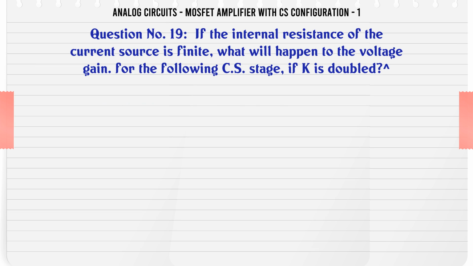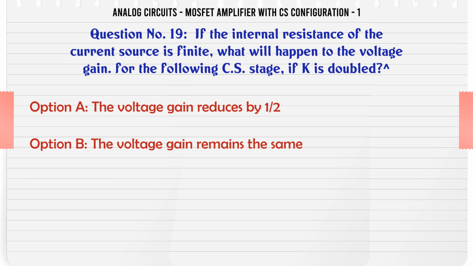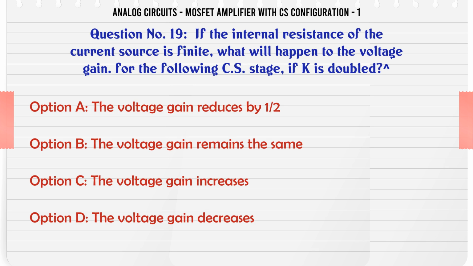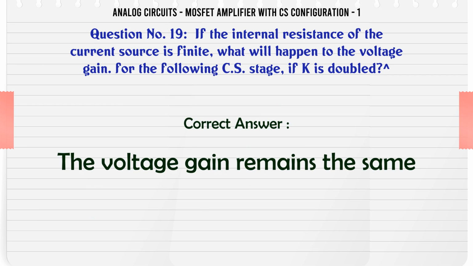If the internal resistance of the current source is finite, what will happen to the voltage gain? For the following CS stage, if K is doubled, A, the voltage gain reduces by 1/2. B, the voltage gain remains the same. C, the voltage gain increases. D, the voltage gain decreases. The correct answer is the voltage gain remains the same.